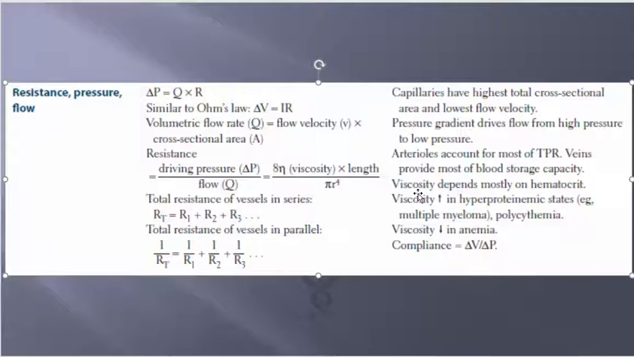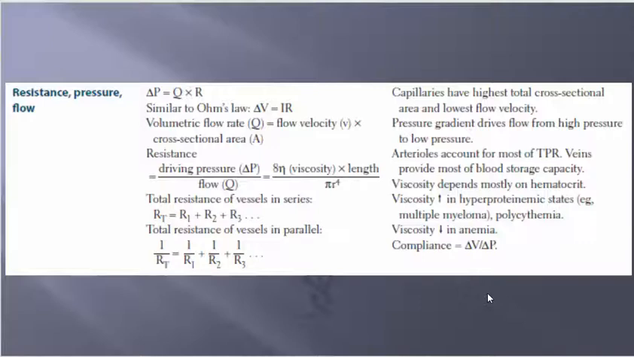Viscosity, or the thickness against the flow, depends mostly on the hematocrit, the red blood cells. And obviously, if you have more blood in a smaller area, the pressure is higher. Viscosity increases in hyperproteinemic states, multiple myeloma, and polycythemia. Viscosity can decrease with anemia. It just doesn't clot very well, so it's less viscous.